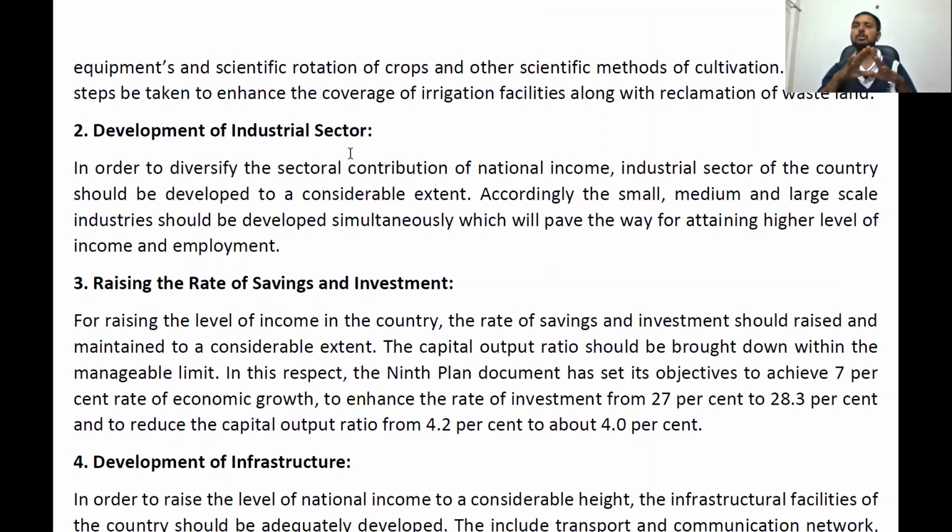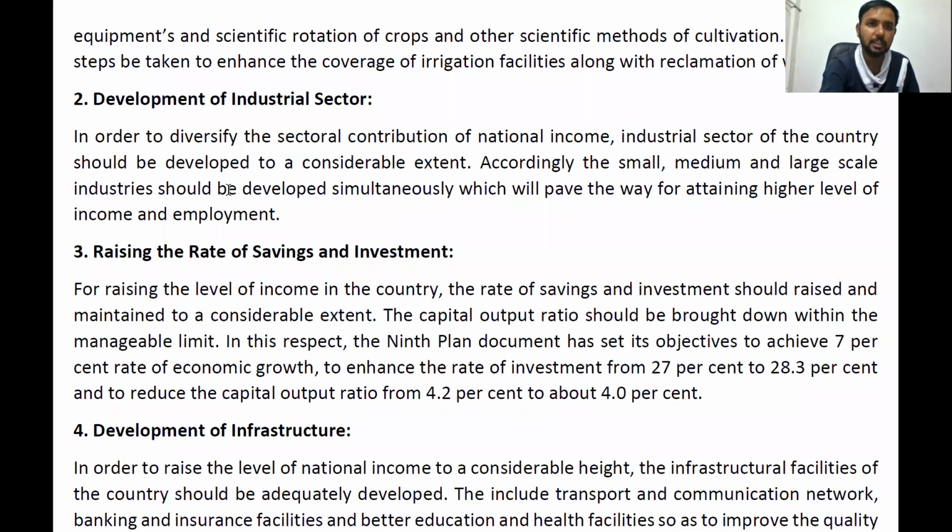Now the second thing is development of the industrial sector. We also need to focus on the industrial sector, because the majority of the people are associated with farming and the agriculture sector. So there is a low rate of growth in the industrial sector in our country. So we also need to focus on the growth and development of the industrial sector. Now the third thing is raising the rate of saving and investment. We also need to focus on saving and investment, meaning there should be a higher rate of saving and investment in our country.